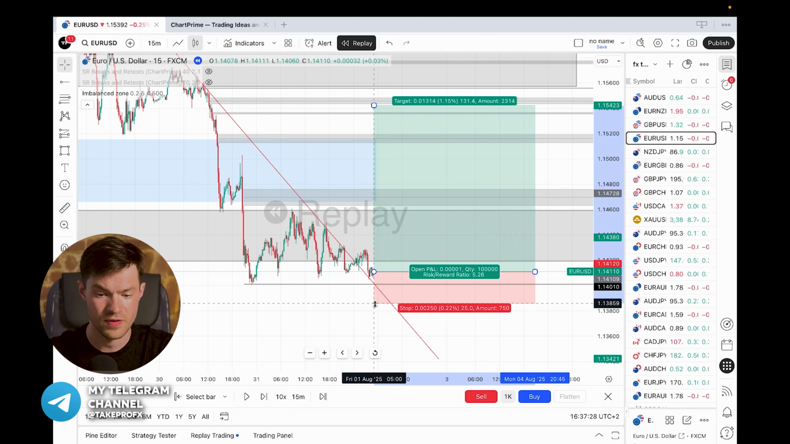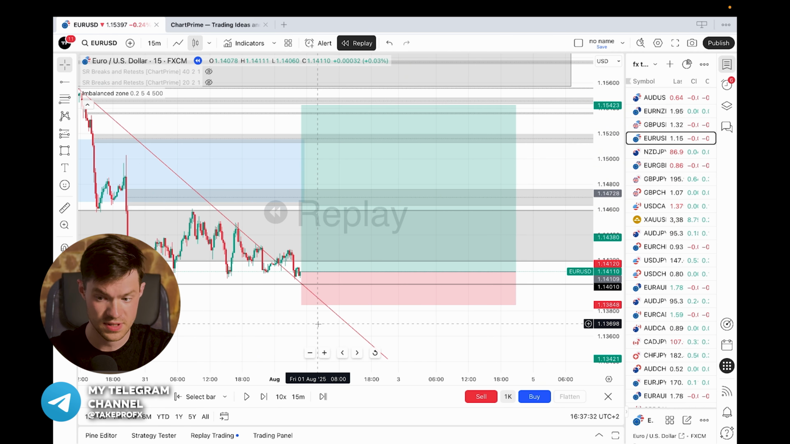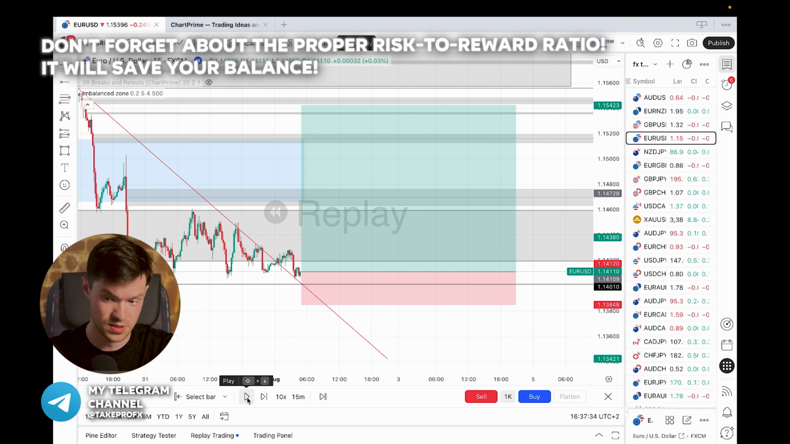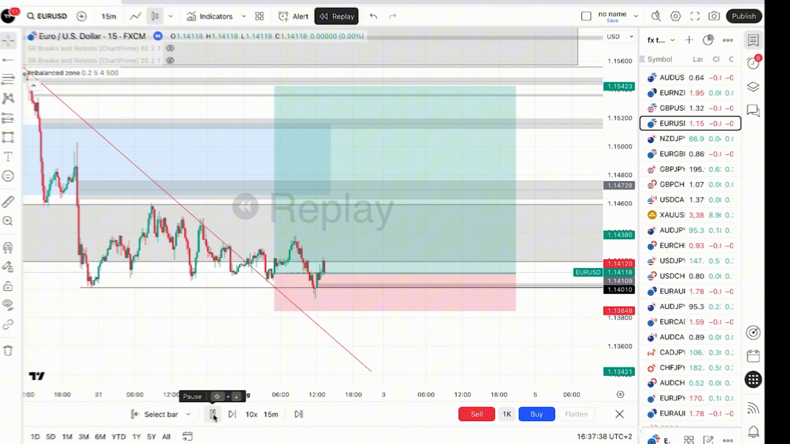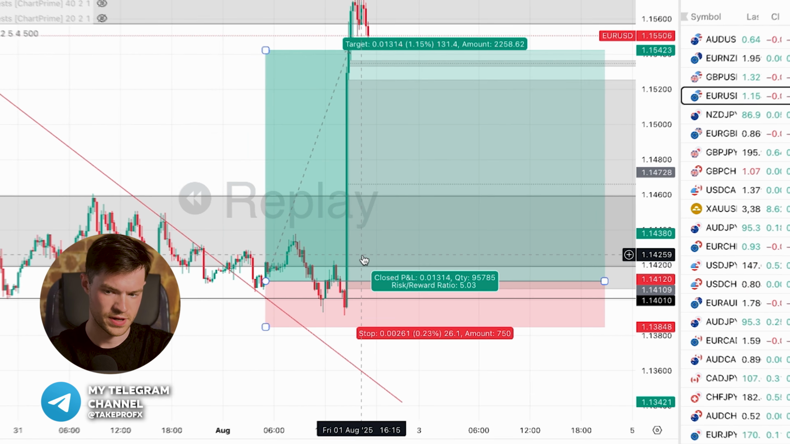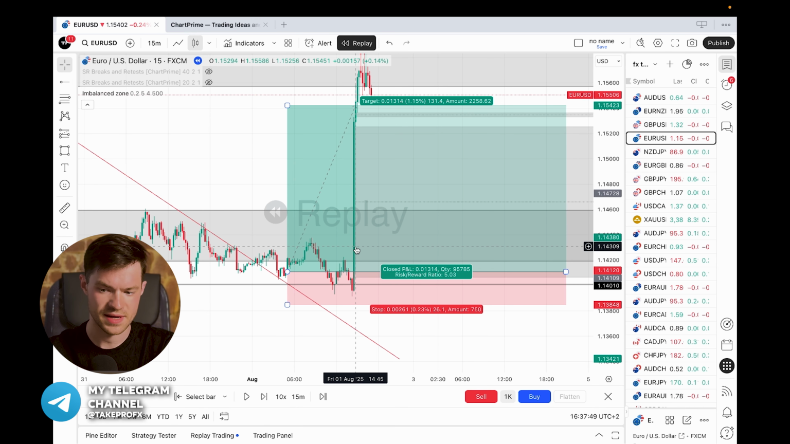This trade has a very good risk-reward ratio. I'm not being greedy. 1 to 5 is a great trade with a great entry point. So let's see how it works on the 15-minute time frame. Wow, friends, this trade is working out just lightning fast.